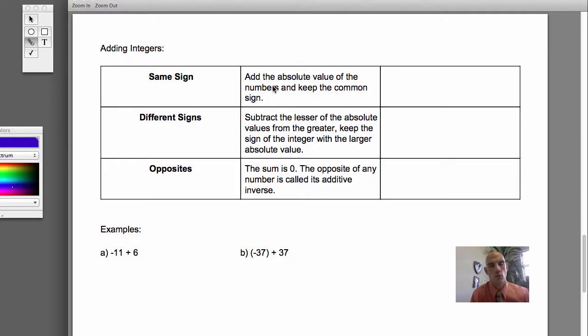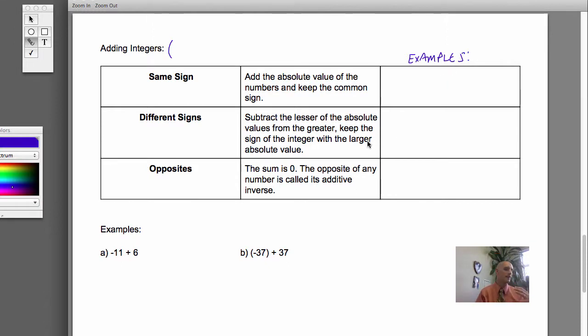Back. Today we're talking about adding integers, and they're going to have the same sign, different signs, or they're going to be straight opposites. I've got a chart here for you, and this column over here is going to be my examples column. And so we're just going to put some examples in there.